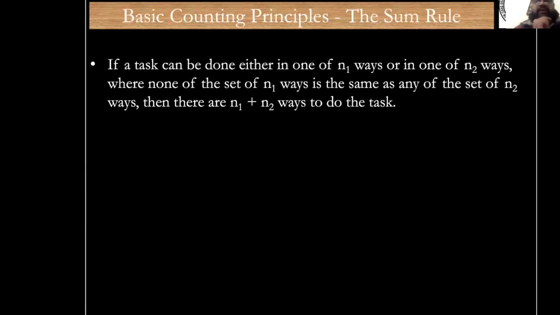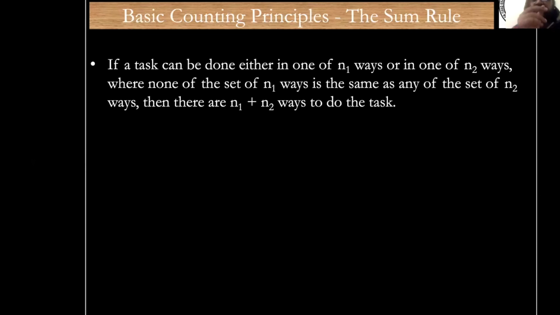So let's talk about another rule, which is basically the sum rule. The sum rule basically states that if a task can be done either in one of n1 ways or in one of n2 ways, where none of the set of n1 ways is the same as any of the set of n2 ways, then there are n1 plus n2 ways to do the task. So remember, you can either do a task in n1 ways or in n2 ways.